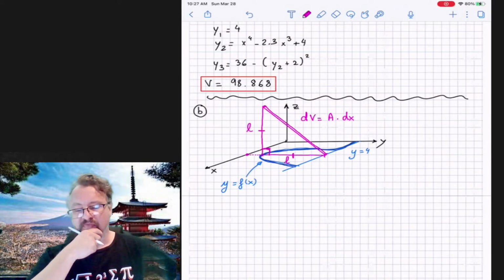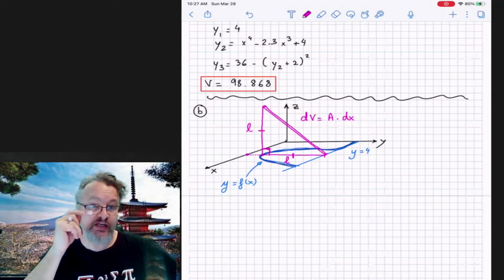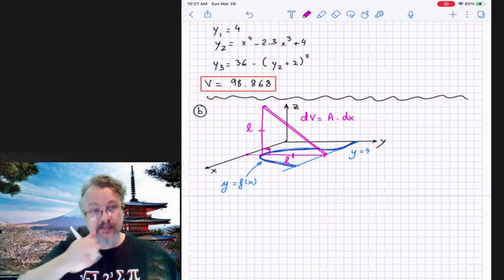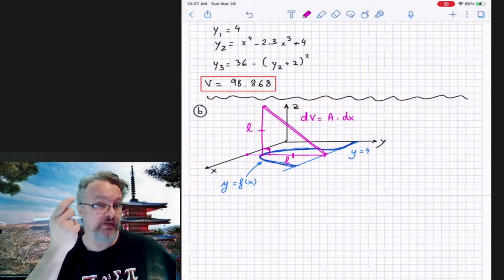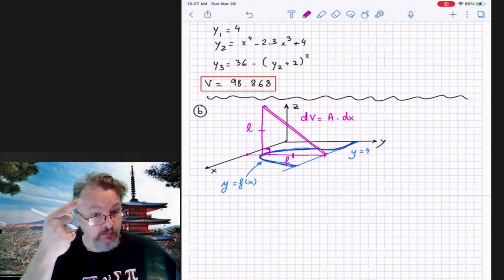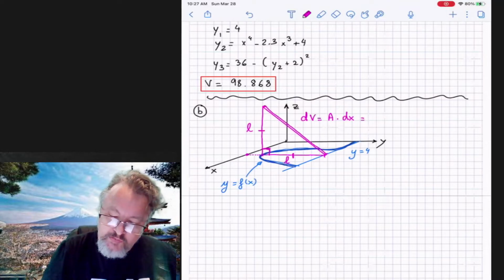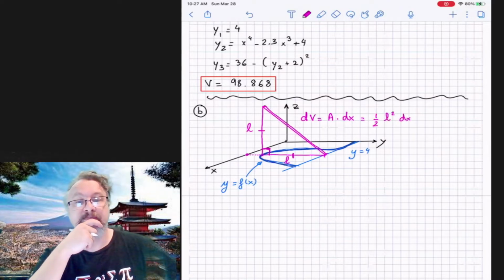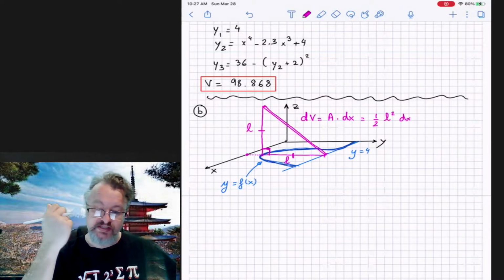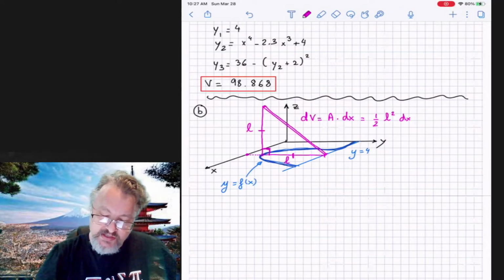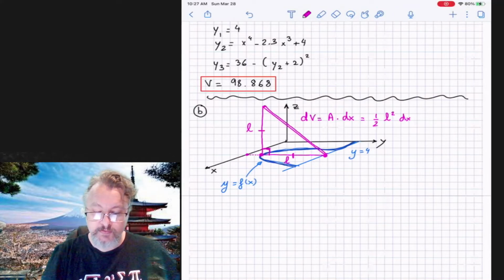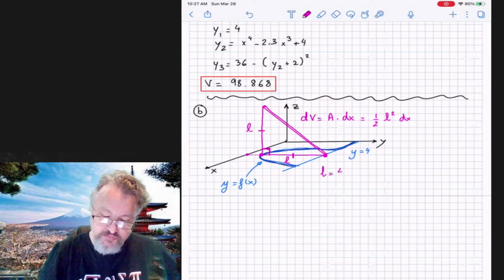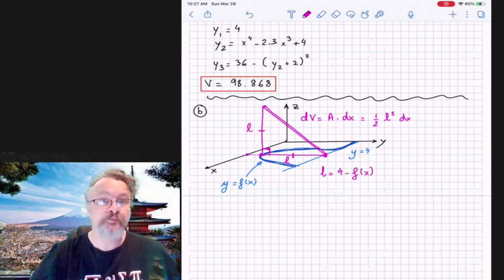Now, would you agree that this right isosceles triangle, it's like a square that is cut in its diagonal, right? So that's going to be the area of a square divided by 2. The area of the square will be L square. Okay, so our dV right here will be 1/2 of L square dx. Okay, and what is L in this case? Well, L is essentially the distance between this point and this point. So L, I would say, is equal to 4 minus f of x. Would you agree?